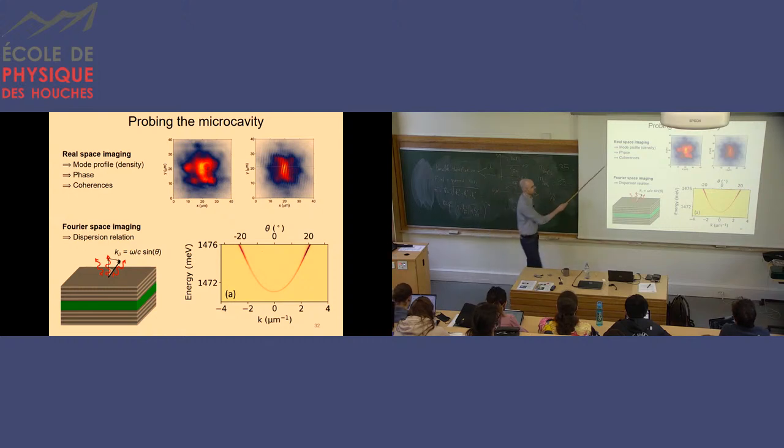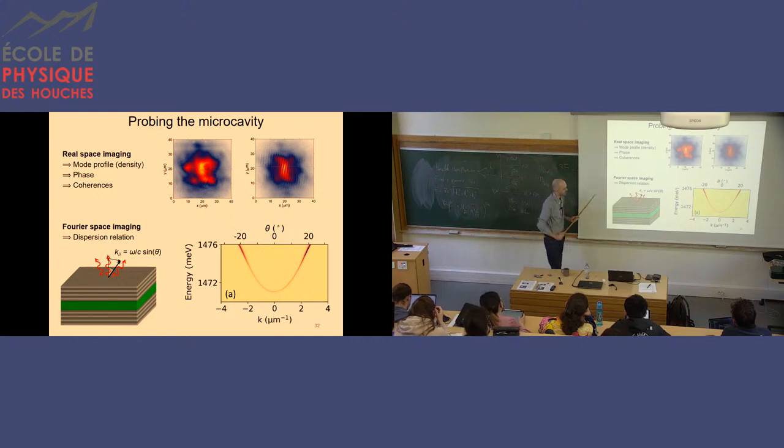When I do real space imaging, for instance of the planar sample, what I get at the output is an image of my cavity mode. It's some sort of Gaussian that is imaged on the camera, which gives me actually a direct image of the mode profile, of the density of photons inside the cavity. And we can do interferometry, for instance, to measure the phases, so you get directly both the measurement of the density and the phase by doing real space imaging.